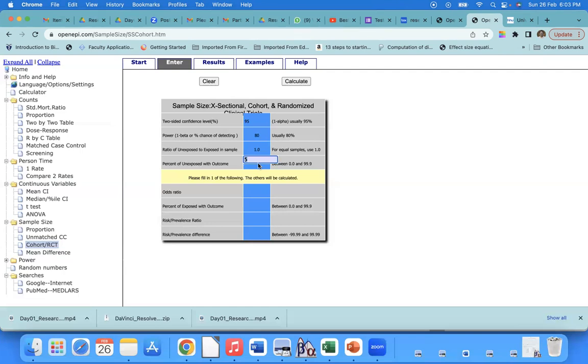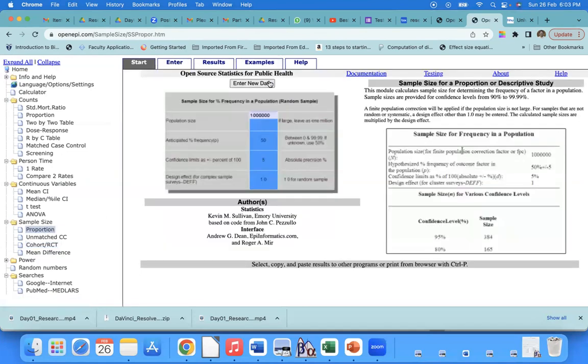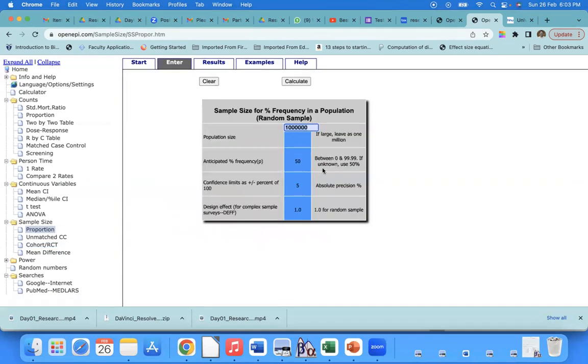Some studies use an arbitrary value of 50% for the outcome for a new drug. Is that a correct practice? Yes, in proportion they put 50% because if unknown, use 50%. Why are they putting 50%? When P is 0.5, the sample size will be the highest.